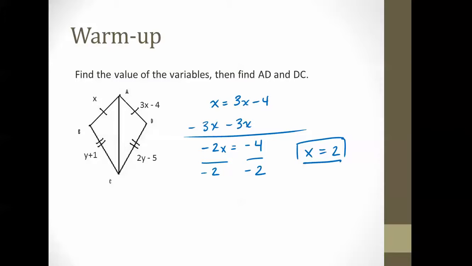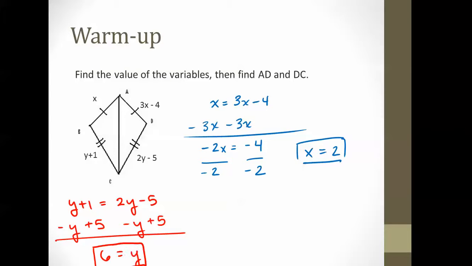Because segment BC and segment DC are congruent, I'm going to set those expressions equal to each other. y plus 1 equals 2y minus 5. Again, using inverse operations here to get y by itself. Subtract y from both sides. And I'm doing two steps at once here. I'm also going to add 5 to both sides in order to balance the equation. So I get y equals 6.